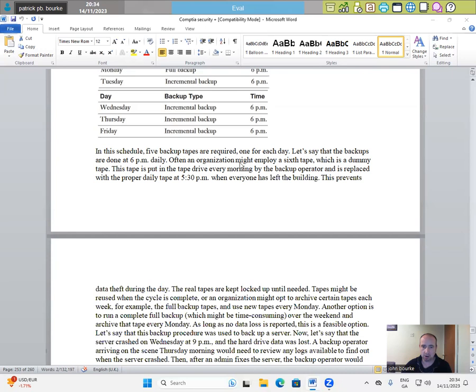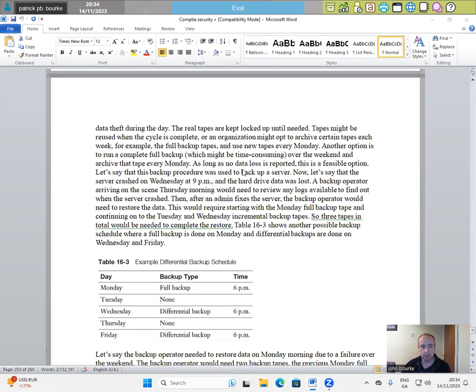daily. Often an organization might employ a 6th tape, which is a dummy tape. This tape is put into the tape drive every morning by the backup operator and is replaced with the proper daily tape at 5:30 p.m. when everyone has left the building. This prevents data theft during the day. The real tapes are kept locked up until needed.